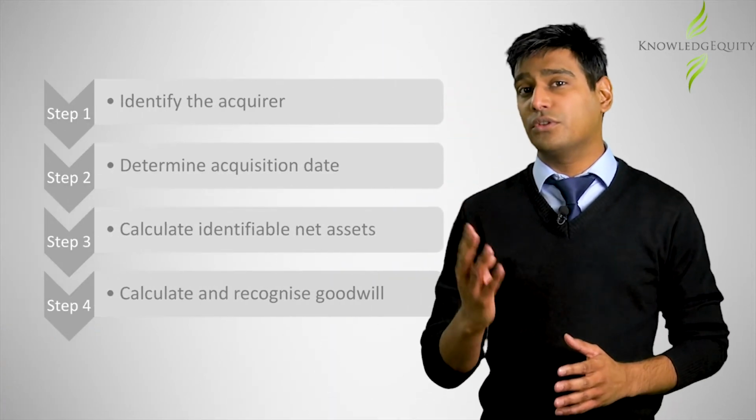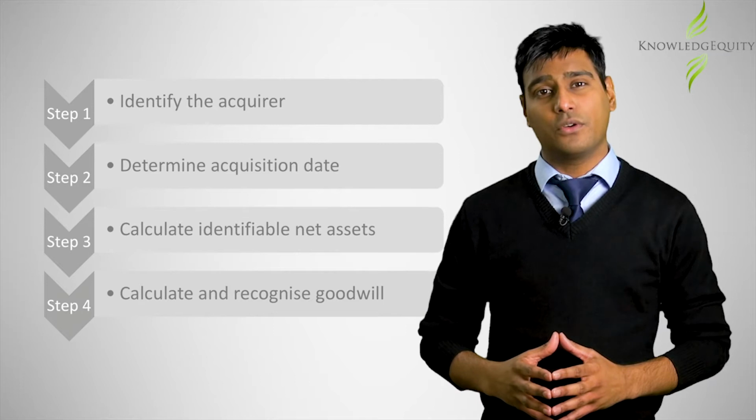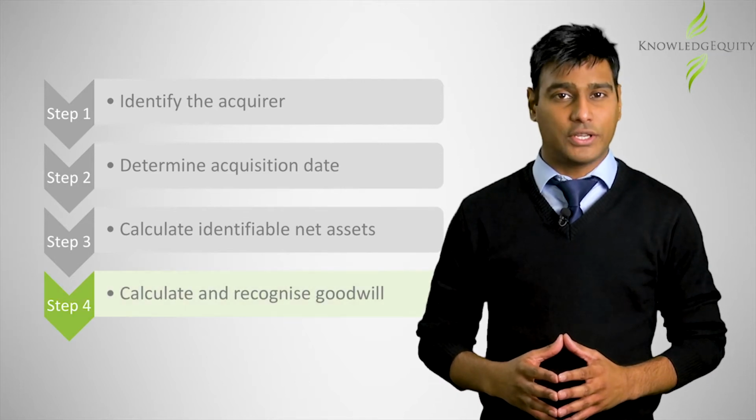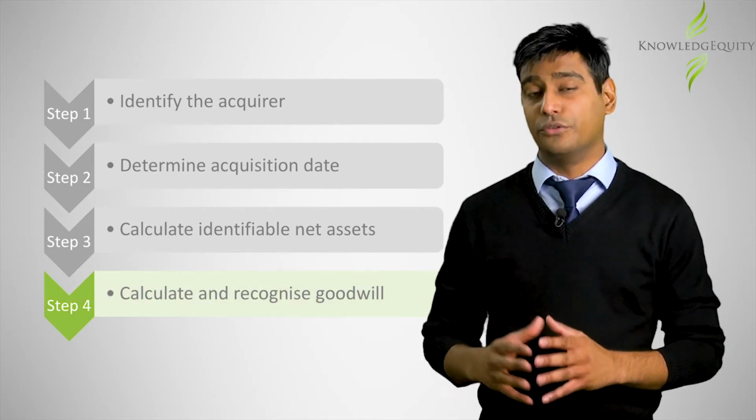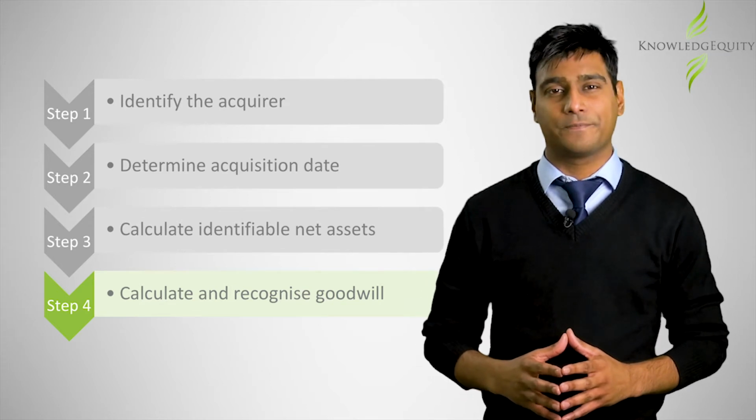All business combinations are required to be accounted for using the acquisition method. The acquisition method consists of 4 steps. Here we focus on the 4th step, which is the calculation and recognition of goodwill or bargain purchase.